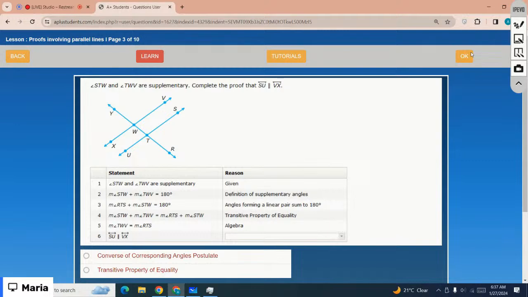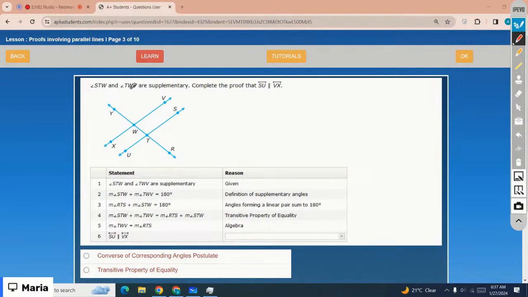Okay, let's see. STW and TWV are supplementary. Complete the proof that SU is parallel to VX. So you are given they are supplementary, right? That means their sum is 180 degrees. So STW and TWV.